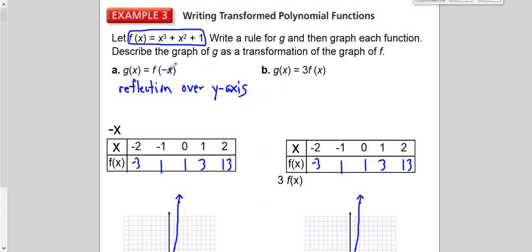Reflection over the y-axis: we are multiplying just x by a negative. So if we multiply negative 2 by a negative, we get positive 2. Multiply by negative 1, multiply by negative 1, multiply by negative 1. So those will be our new points on the graph. 2 goes with negative 3.